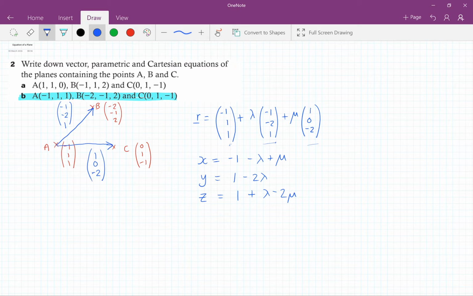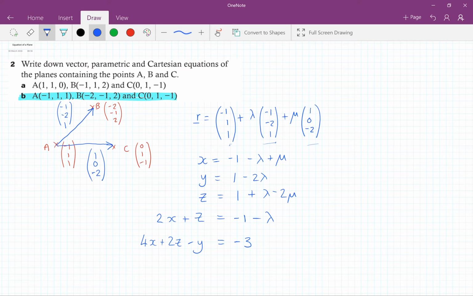So what's going to be easiest is if I get rid of the mu between x and z. So if I do 2 lots of x plus z, the mu's are going to cancel, and I'm going to get -1 minus lambda. So now I can get rid of the lambda between the y and the 2x plus z. So I need to do 4 lots of x plus 2 lots of z, and then take away the y, and that will cancel out the lambdas. If you're not quite sure what I've done, you can work it out yourself, and that comes to -3.